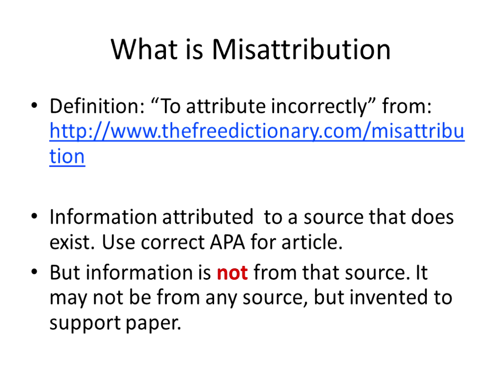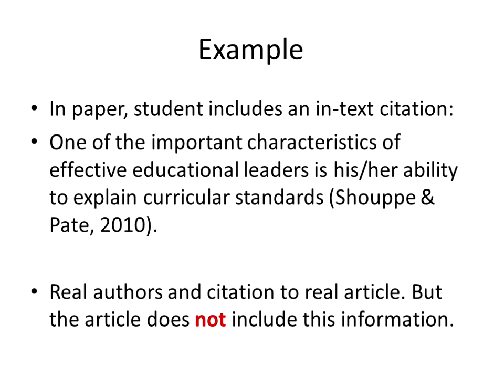So if they're trying to show something and maybe they knew that there were some specific authors or articles that might be appropriate, they include the citation for that correct article. But what they do is write down something and attribute it to that article when it actually didn't come from that article. So, for example, the student might say, one of the important characteristics of effective educational leaders is his or her ability to explain curricular standards, and then they cite correctly. It's a real set of authors, and it's a real article, but the article doesn't include that information. So let me ask you, how many times do you check the article to see if the information in the in-text citation is actually in the article?